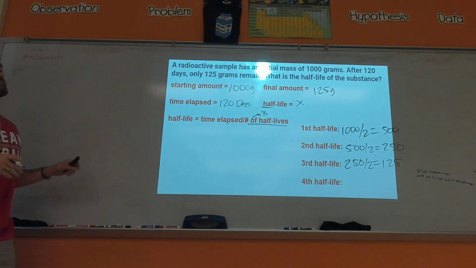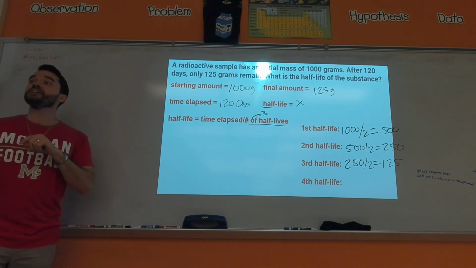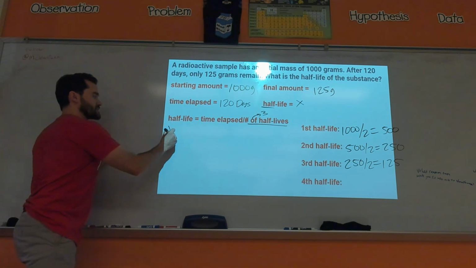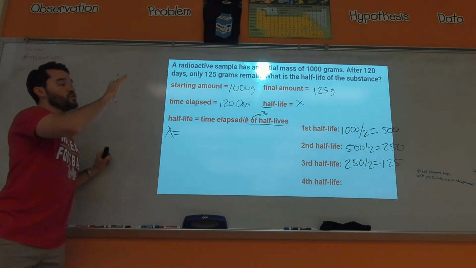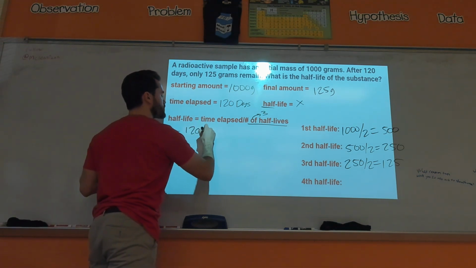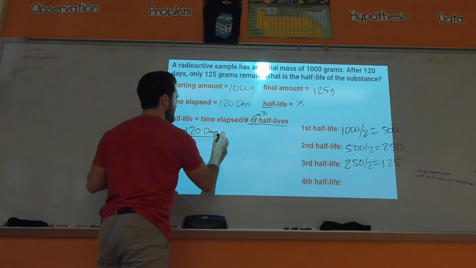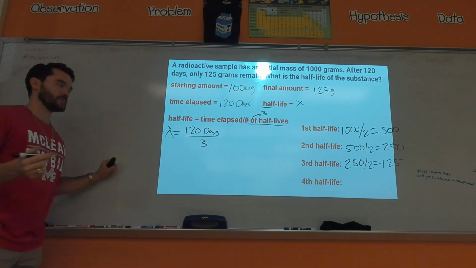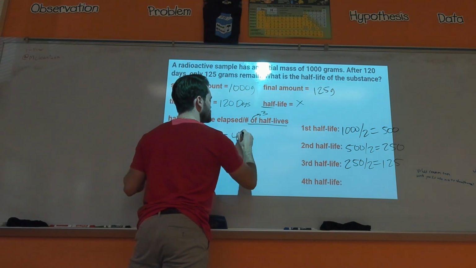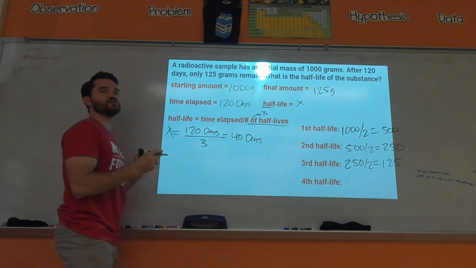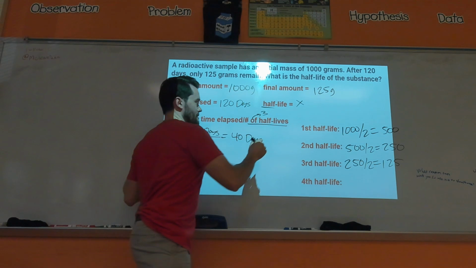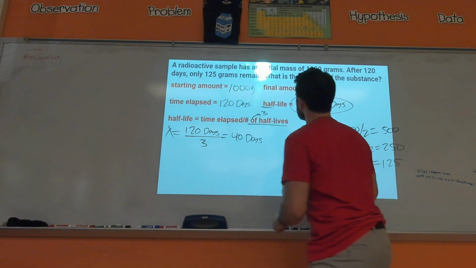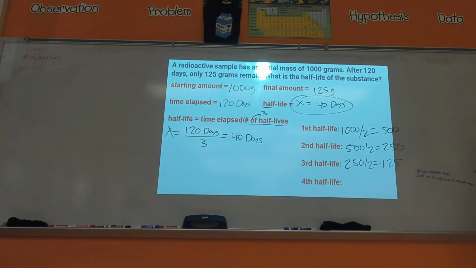Okay? So what we've got to figure out is the length of 1 half-life. Yes, it'll be 120 divided by 3. You're going to want to use this formula. So X, my time for 1 half-life, will be my total amount of time. I have 120 days, and in 120 days, I need to do 3 half-lives. Okay? So every 40 days, I will do a half-life. So 40 days would be my half-life. That would be my answer.